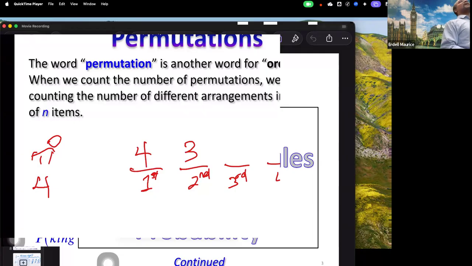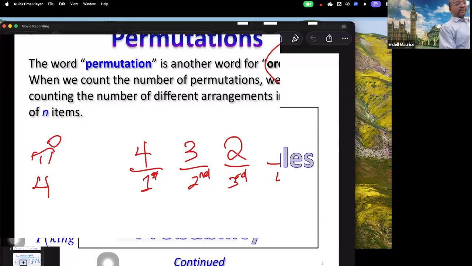What about third place? How many horses can finish in third place? Only 2 horses, because someone has already finished in first, someone has already finished in second, so only 2 left. And how many options are there for fourth place? There's only one option, one chance, right? Only one horse will finish in last. No matter how you run the race, only one horse will finish in last, because the other 3 had already crossed the line. Yes?